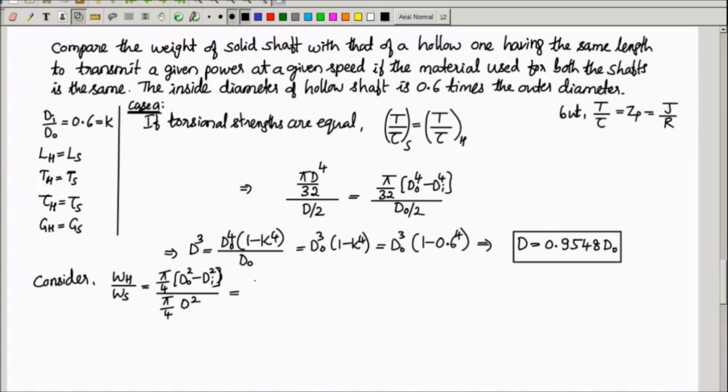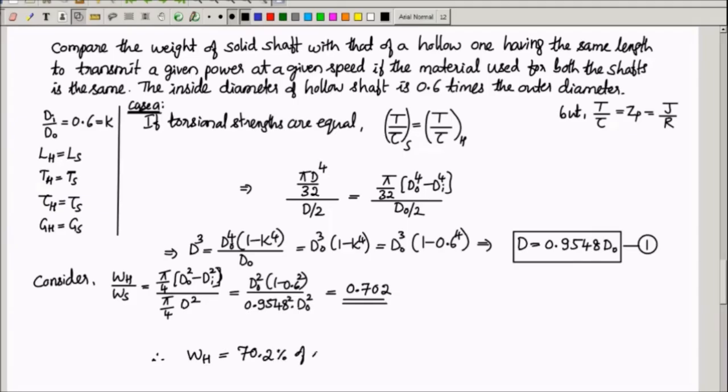And here, if I take d naught square outside, comes 1 minus k square divided by d square. D square I substitute from this equation 1. So d square becomes 0.9548 square into d naught square. K here also I will substitute 0.6. So here d naught square will cancel, and the remaining ratio, if you calculate, comes out to be 0.702. Therefore, weight of hollow shaft is 70.2% of the solid shaft. That's the conclusion you can make.